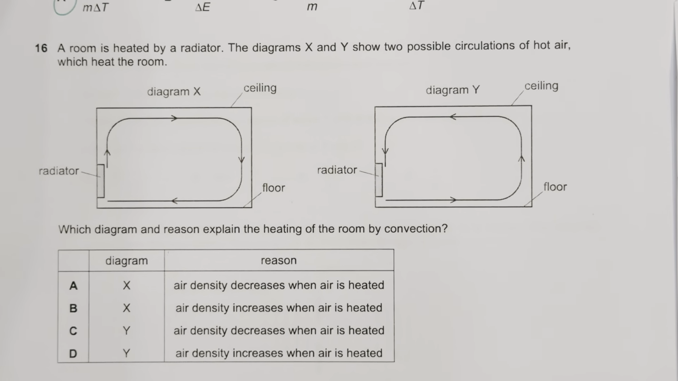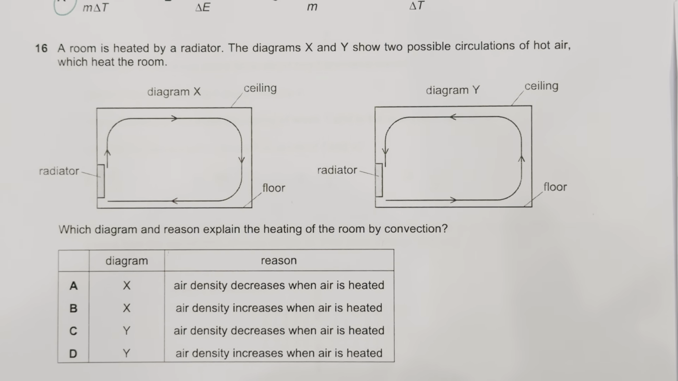Okay, question number 16. A room is heated by a radiator. The diagrams X and Y show two possible circulations of hot air which heat the room. We know that hot particles go up because their density decreases, so we have to select which diagram shows the heating process of the room by convection.